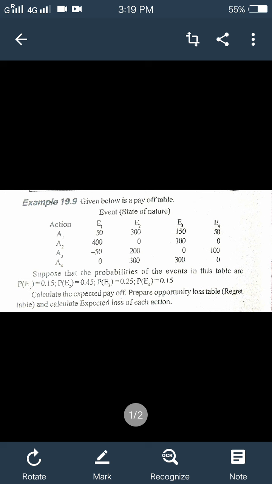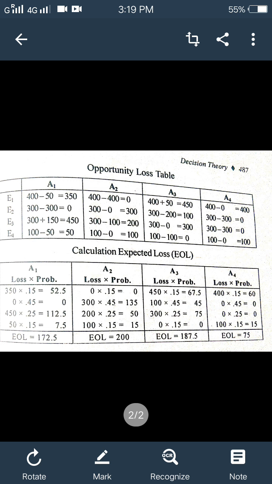So what we will do is subtract all the values from this 400 in E1. 400 minus 50 is 350. 400 minus 400 is 0. 400 minus 50 is 450. 400 minus 0 is 400.